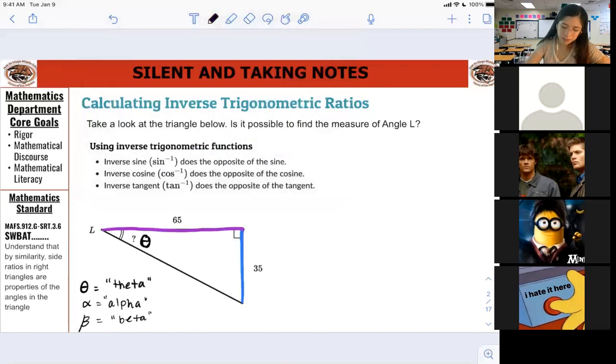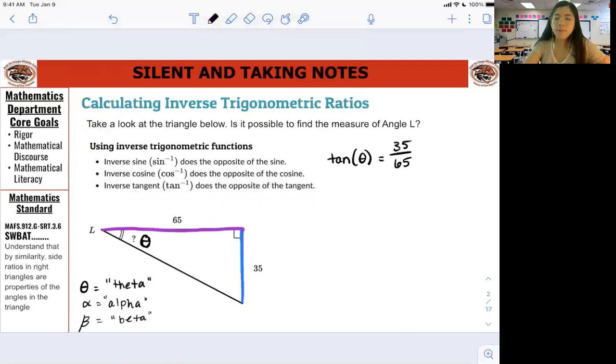So we're going to go ahead and look at tangent of theta is 35 over 65. Okay, that's great. But I don't care about the tangent of theta. I want to know how much theta is. I want to know how much theta measures.